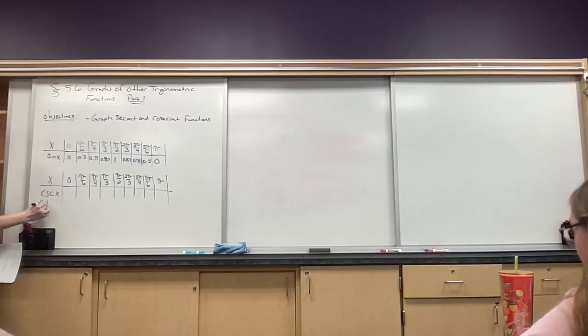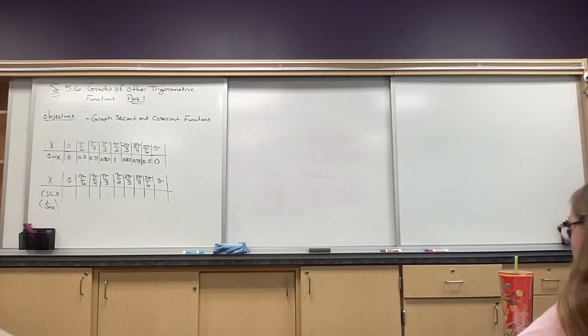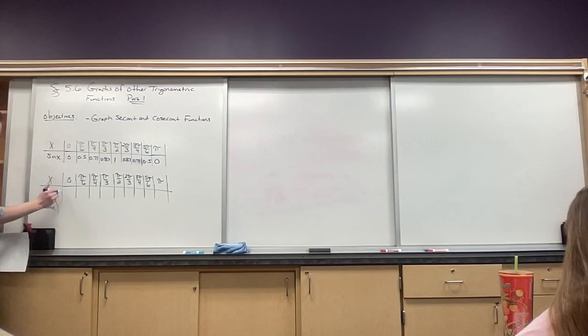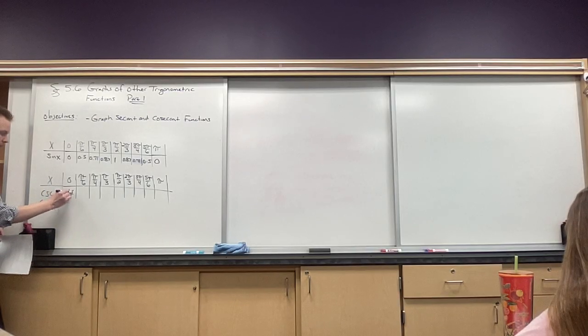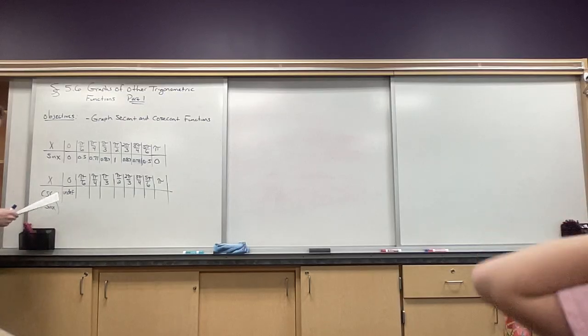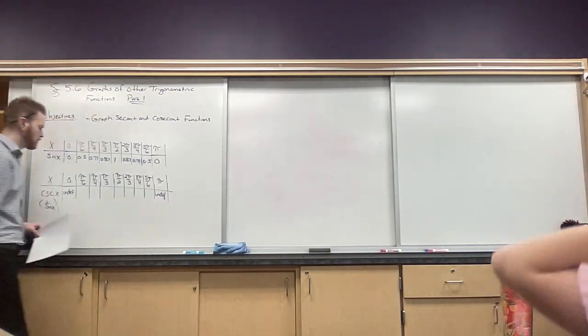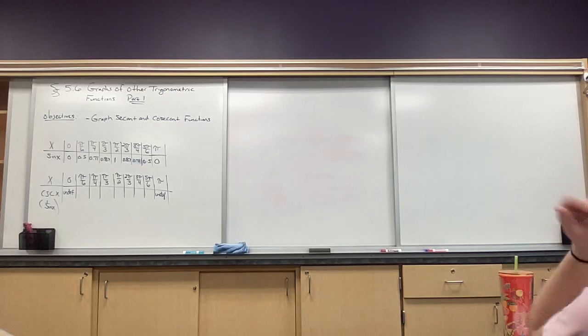I'll put underneath here. This is 1 over sine. So, wherever sine is 0, cosecant's undefined. So that would be here. So it's undefined here because sine of 0 is 0. And it's also going to be undefined at pi. So those are the 2 spots that cosecant will be undefined.